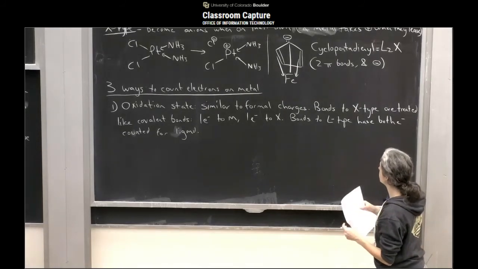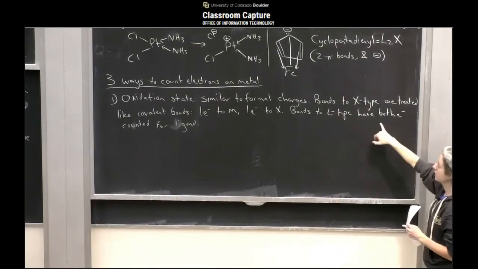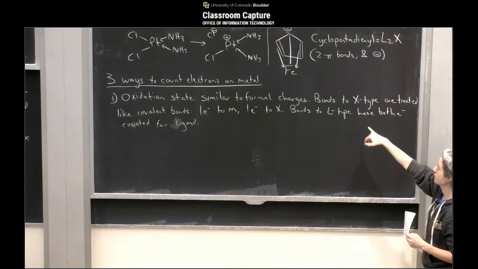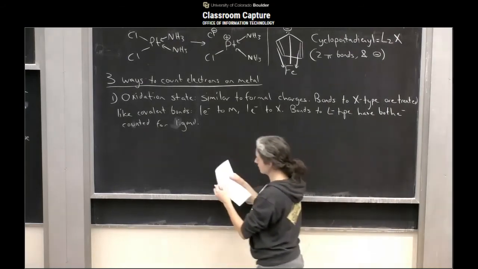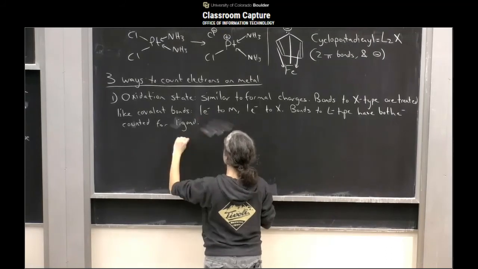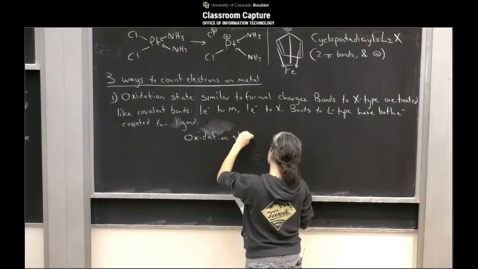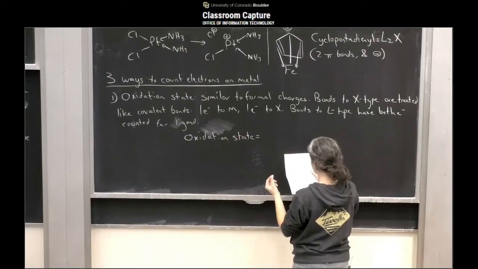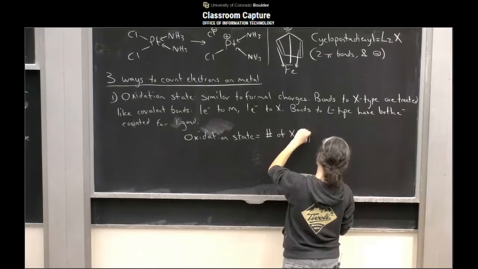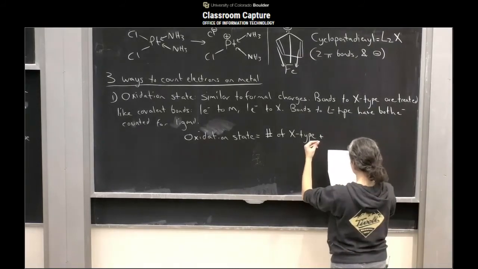What this works out to be, since the electrons from the L-type ligand end up not actually affecting the oxidation state of the metal at all, because they're not actually putting a charge on the metal if they leave. Basically, we can work this out to be: the oxidation state on the metal atom is the number of X-type ligands plus whatever charge is written on the metal.